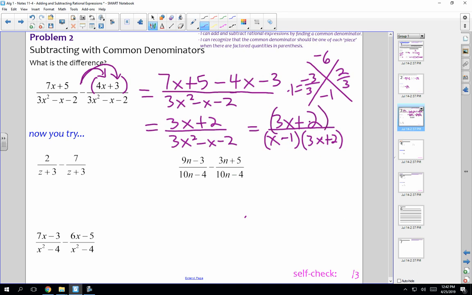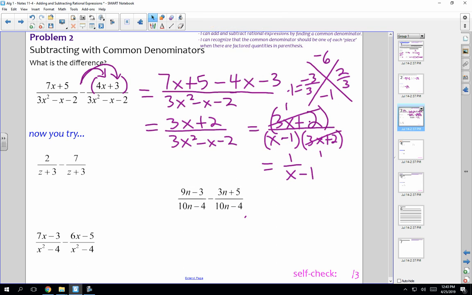So notice that the 3x plus 2's match. We can cancel. Remember, it's canceling to equal 1. Final answer, 1 over x minus 1. So that's that example. So that's subtracting with common denominators. Don't forget, might need to simplify.